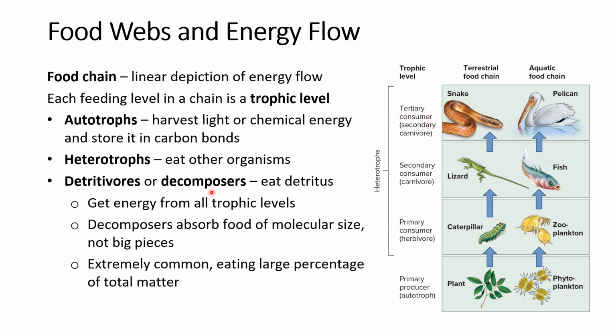Now, decomposers like bacteria, for example, and mushrooms, they absorb their food. They're not eating carrion or eating dead animals, but they actually absorb it. Such as mushrooms growing on a tree, they're absorbing the molecules from the tree that fell in the forest. So again, as we mentioned, they are extremely common in an ecosystem and make up a large percentage of the total matter. But even though they're very common, they tend not to be represented in food chain diagrams and in food webs.